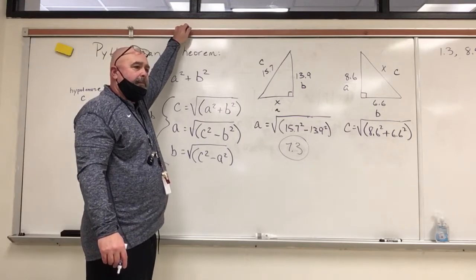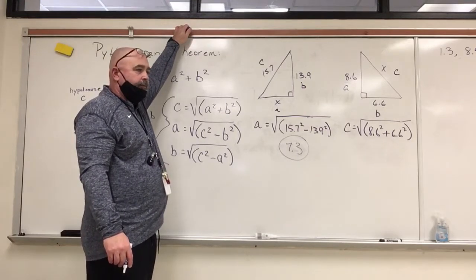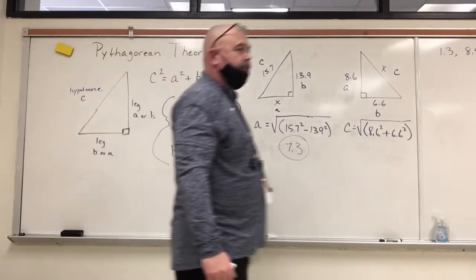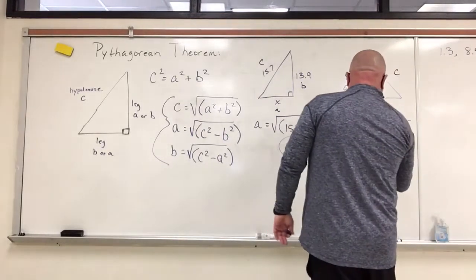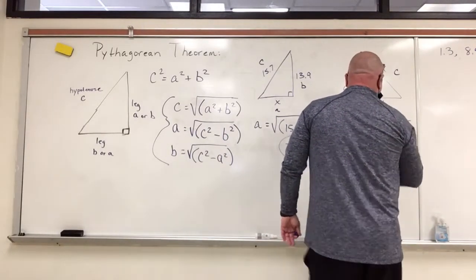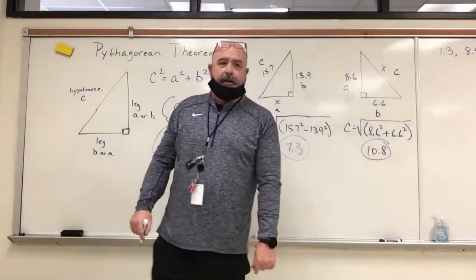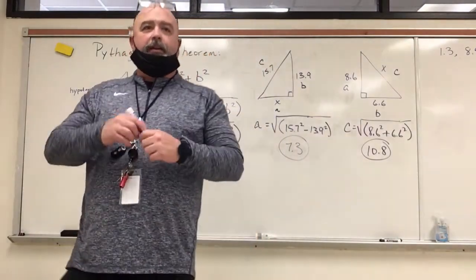And what'd y'all get? Rounded to the nearest tenth, 10.8. Very good. Now, was that complicated? No. That was pretty easy, wasn't it?